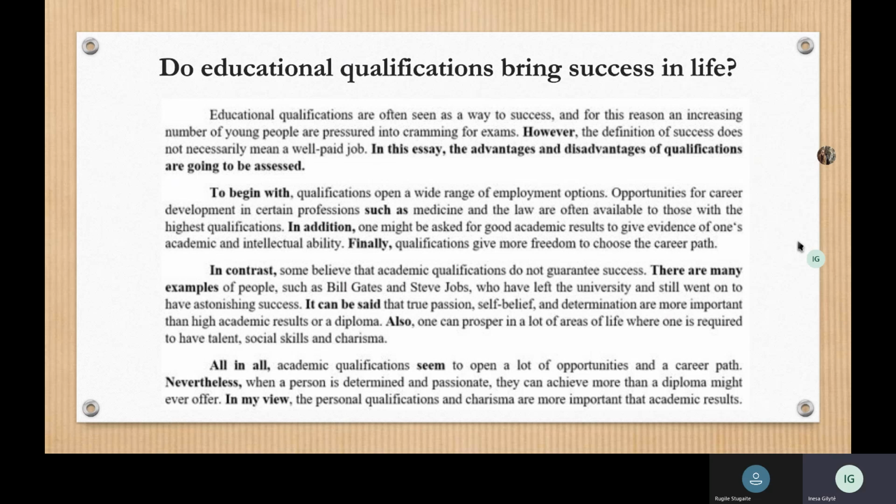You begin with a generalized phrase which states one opinion, one position. So in this case, to begin with, qualifications open a wide range of employment options, so really generalized. Then in the second sentence, you give an example. Opportunities for career development in certain professions, such as, so as for example, and so on. Such as means you give examples. Such as medicine and law are often available to those with the highest qualifications.